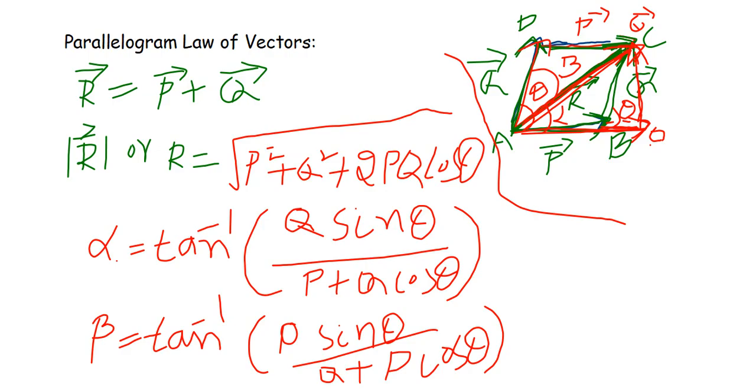So alpha is equal to tan inverse of Q sin theta by P plus Q cos theta. Beta is tan inverse of P sin theta by Q plus P cos theta.